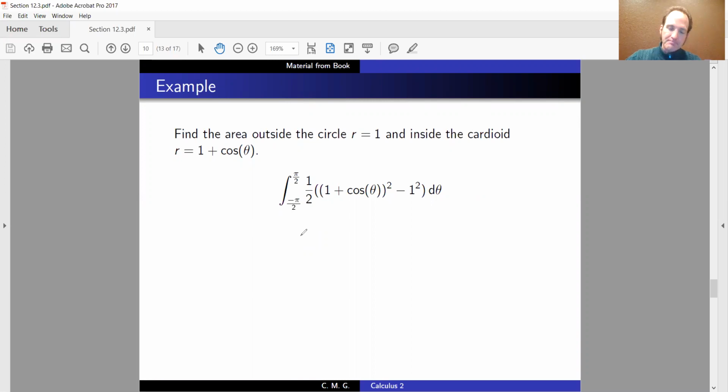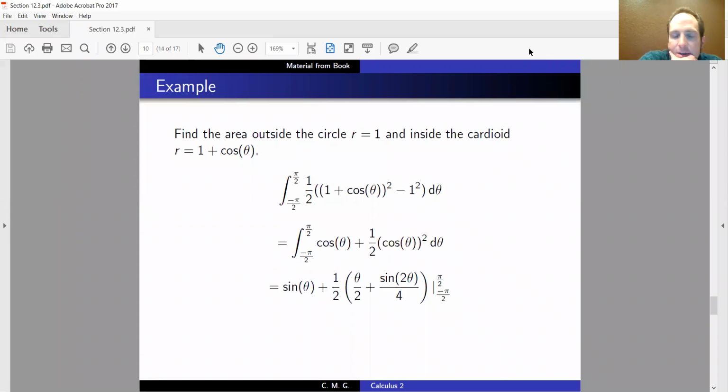Now what? I take that 1 plus cosine theta and I FOIL it with itself. That's going to give me 1 plus 2 cosine theta plus cosine squared theta minus 1. And then the ones cancel, and then I just integrate each of those 2 terms separately. Pull the 1/2 through, it gives me just cosine theta and 1/2 cosine squared theta, d theta. Integrate cosine, I get sine.